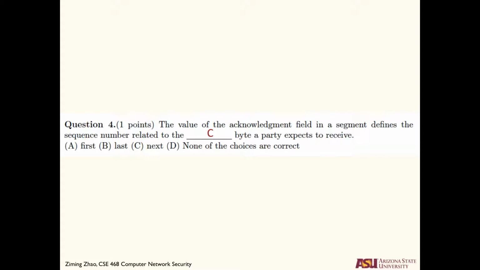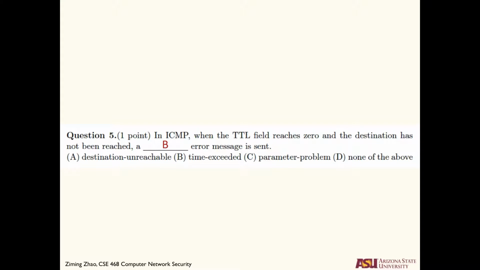Question 4, the meaning of the acknowledgement number. The acknowledgement number is the next byte a party expects to receive. The next byte, you just have to remember that. And when the TTL field reaches 0 and the destination has not been reached, a time exceeded error will be sent, not destination unreachable. Destination unreachable will be sent by the destination router, which knows this address is in the subnet it is in charge of, but cannot find that IP address, so it's not reachable. So this one is B.